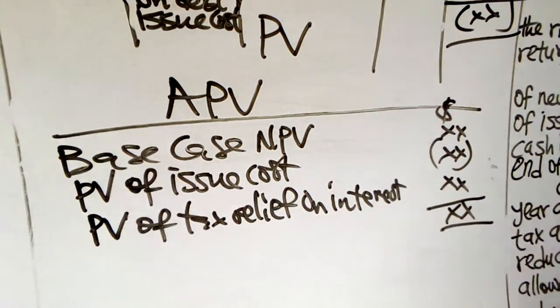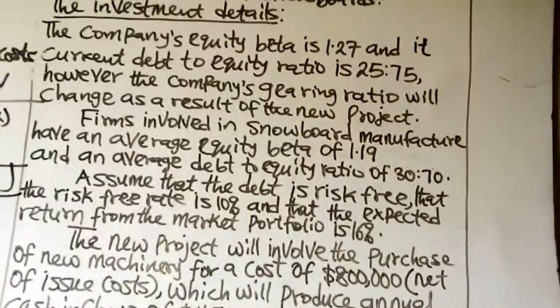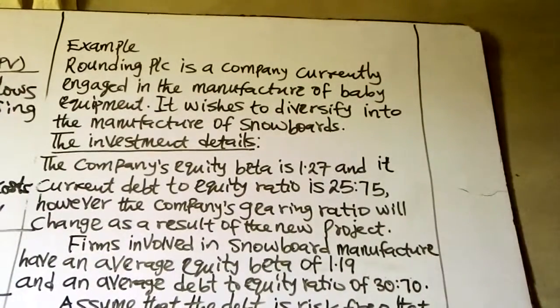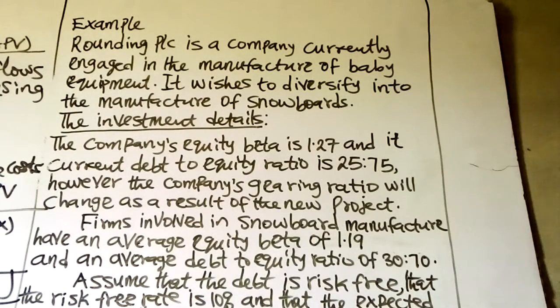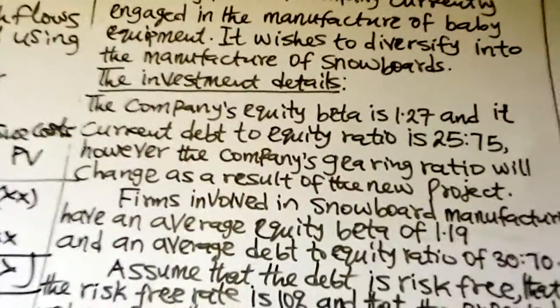I want to take a worked example on the calculation of APV. This lecture is part one of my lectures. In part two, I will examine APV. I will incorporate the subsidized loan or ship loans in APV calculation in part two. I will equally solve comprehensive examination questions.